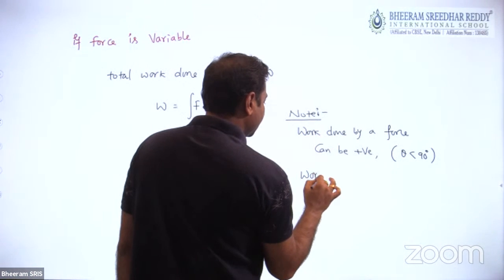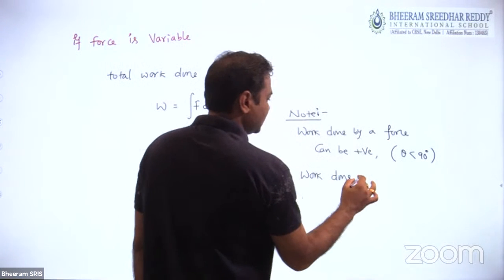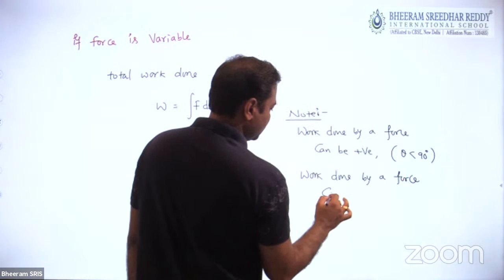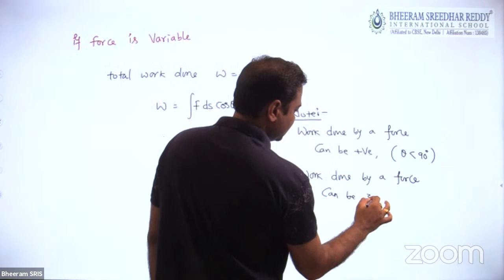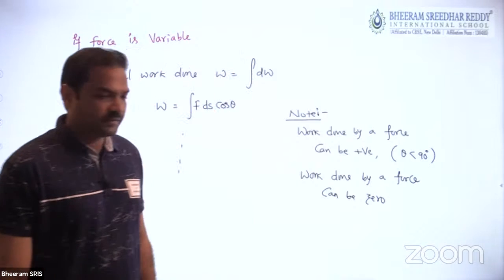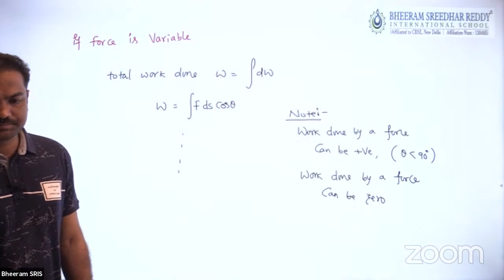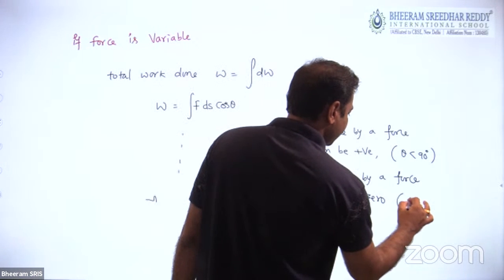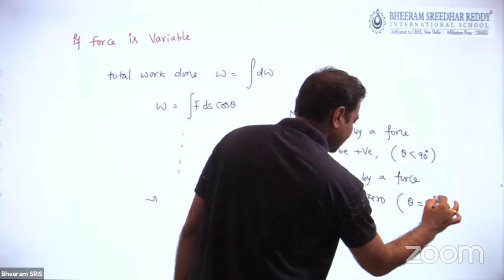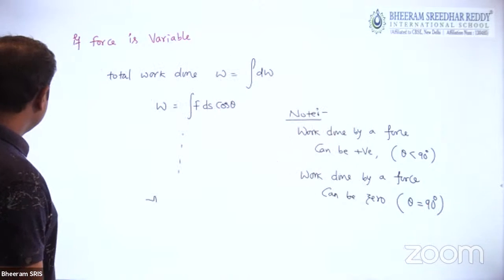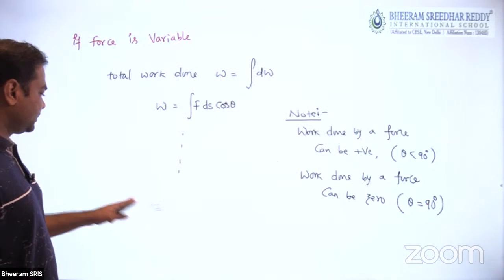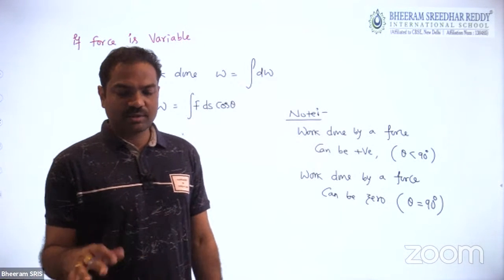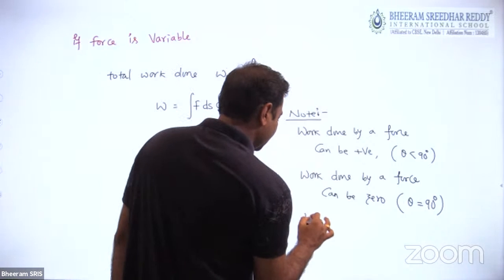And second thing, work done can be zero also. Work done by a force can be zero. When will it be zero? Yes, Bhavana, correct. Work done by a force can be zero when theta is equal to 90. So obviously force should be there. Without force, we need not talk about work done. If force is acting but still work done is zero, it means the angle is 90. And work done can be negative also.